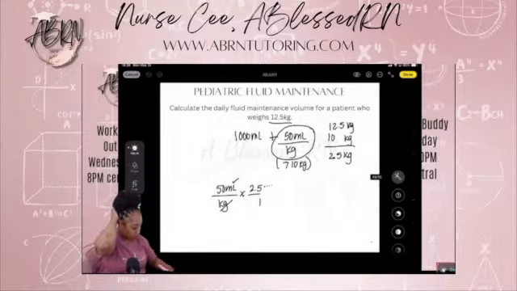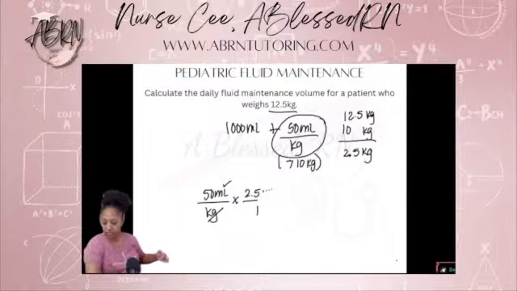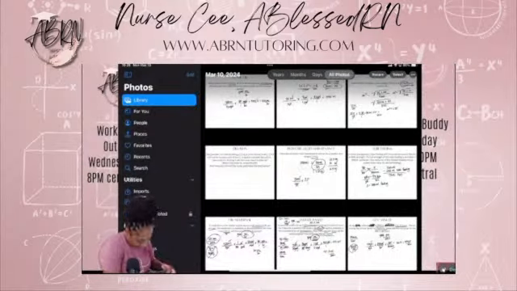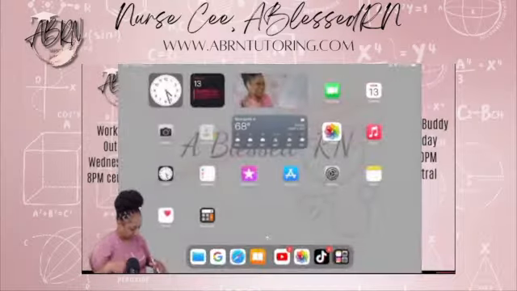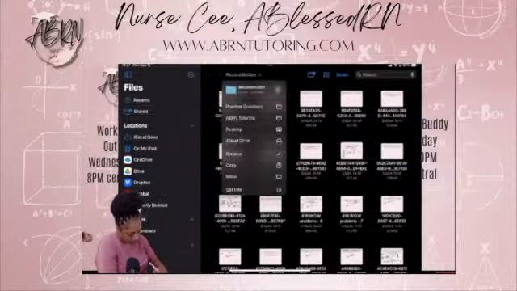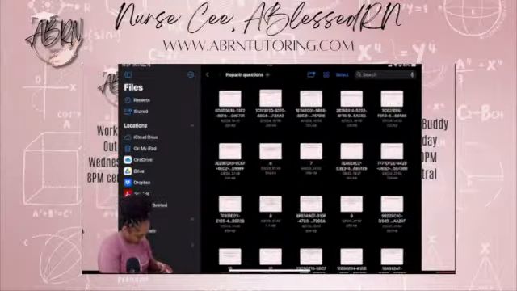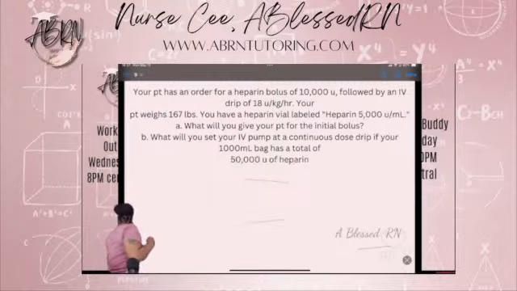All right, you guys, what else do we want to look at? Y'all want to do some heparin problems? Okay. All right, so, heparin.